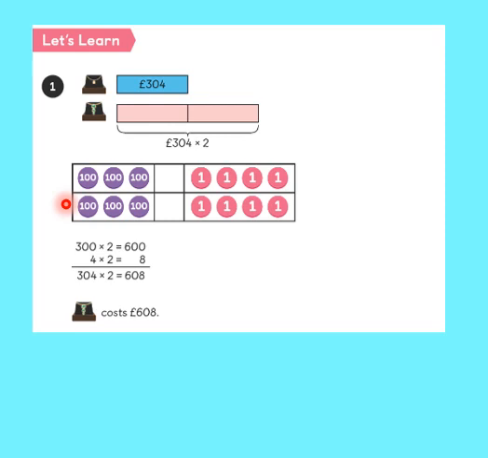So we can break down the problem like this. 300 times 2 will give us 600, and 4 times 2 will give us 8. And then we can add those together to give us 608. So the second necklace costs £608.